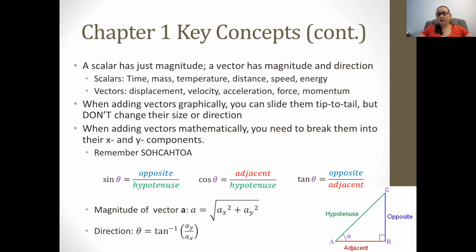The magnitude of a vector is the size of the vector. So if we're given, or if we calculate the components of the vector, the x component and the y component, we can use the Pythagorean theorem to figure out the magnitude of our vector. We can figure out the direction of our vector then, this angle, using the inverse tangent of the y component over the x component. Okay, so that's chapter 1.